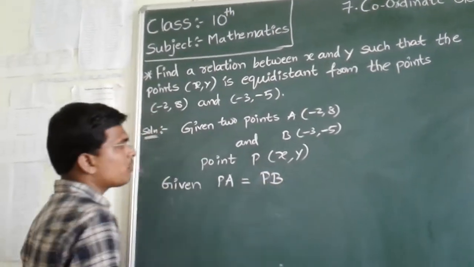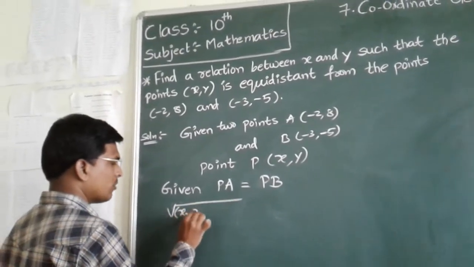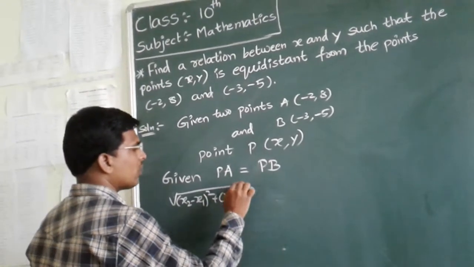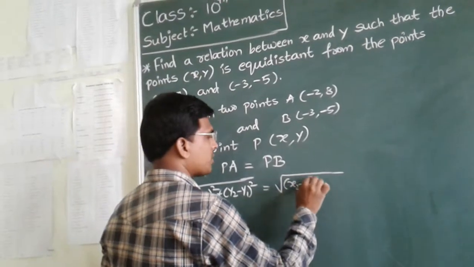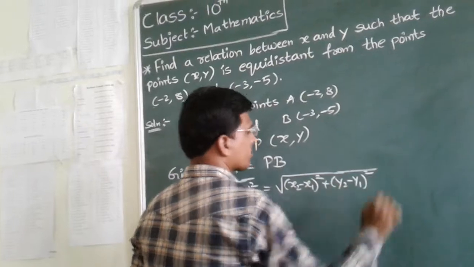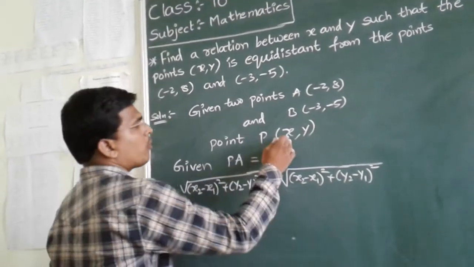So apply the formula on both sides. So what is the formula? Under root of (x2 minus x1) whole square plus (y2 minus y1) whole square. And in the same way for the right hand side, (x2 minus x1) whole square plus (y2 minus y1) whole square. So this is the formula. Apply it for both the points.